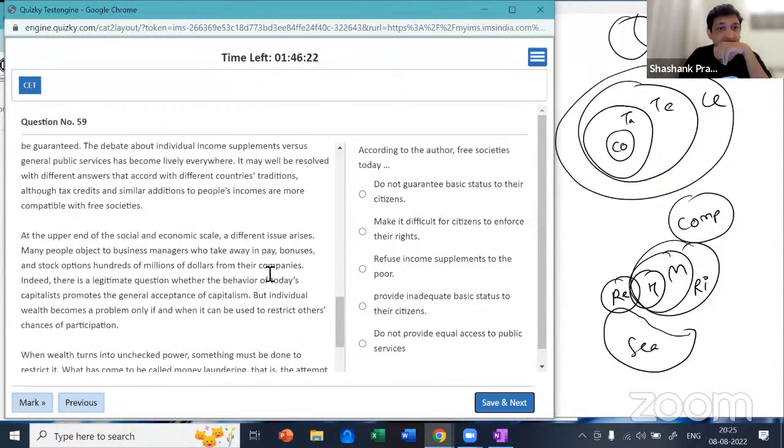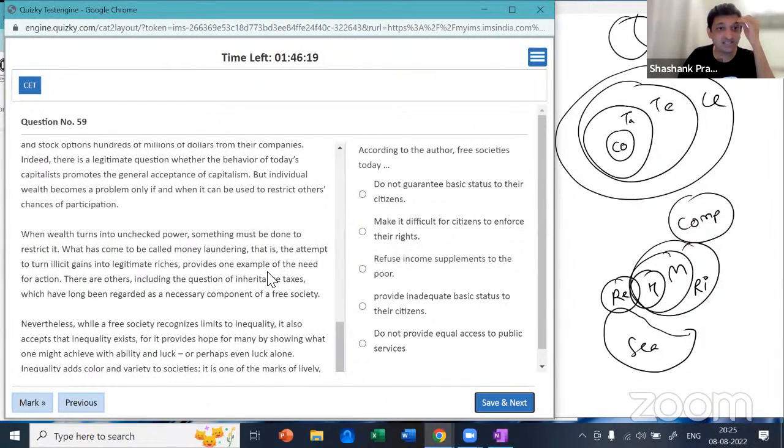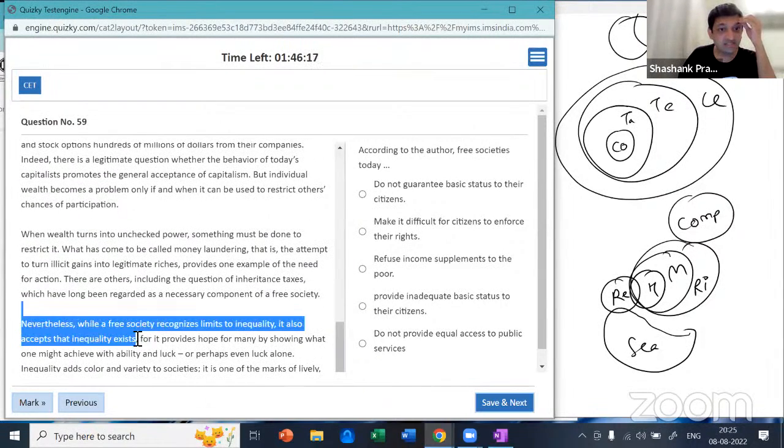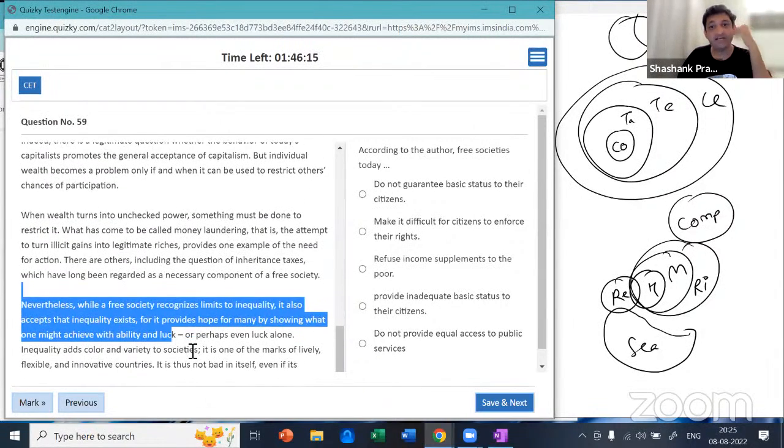Free societies today do not guarantee basic status. Limits to inequality. It also accepts that inequality exists. For it provides hope for many. Provide adequate basic status to their citizens is fine. Makes it difficult for citizens to enforce their rights. Do not guarantee basic status. Refuse income supplements to the poor. Do not provide equal access to public services.